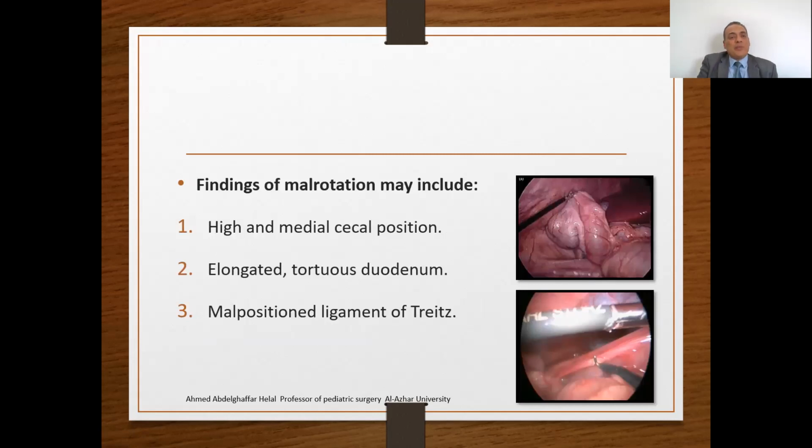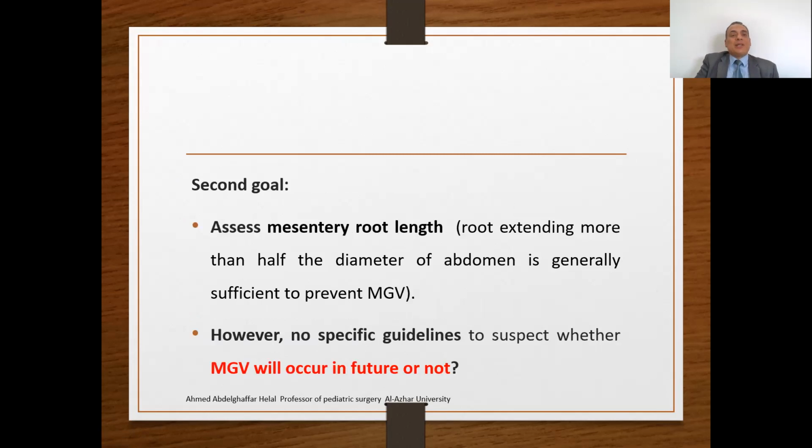Findings of malrotation may include a high and medial cecal position, an elongated and tortuous duodenum with abnormal position, a malpositioned ligament of Treitz, and presence of Ladd's band. The second goal is to assess the mesentery root length. This is a very important step. A root extending more than half the diameter of the abdomen is generally sufficient to prevent mid-gut volvulus.